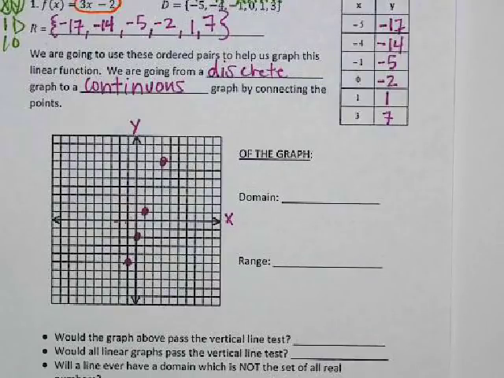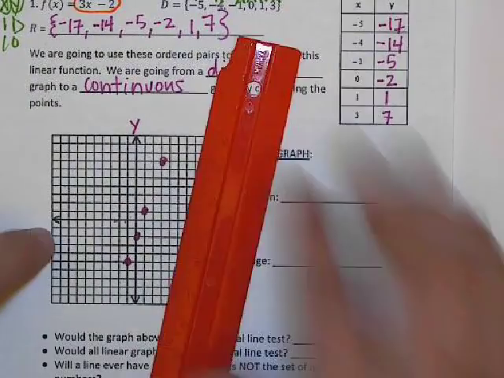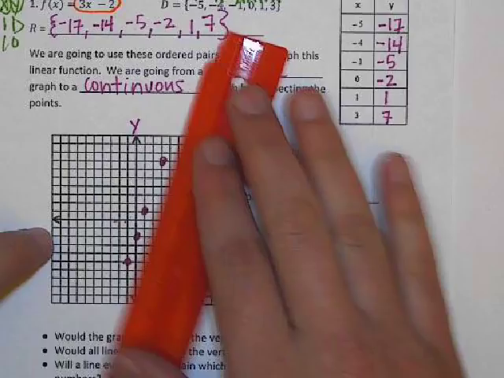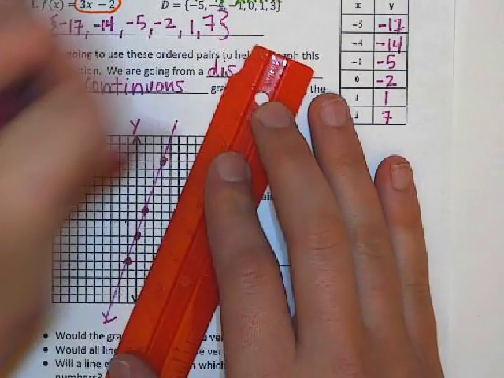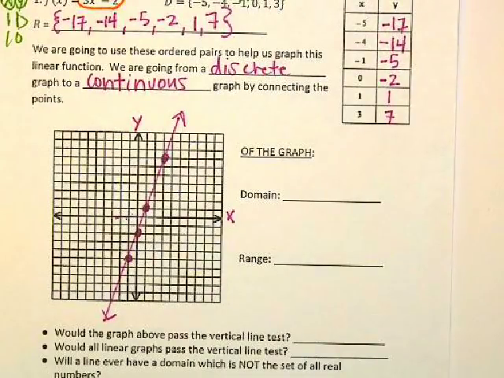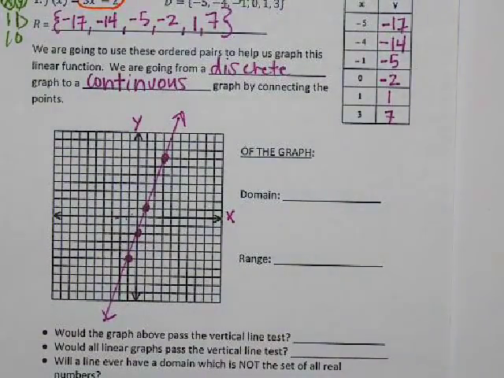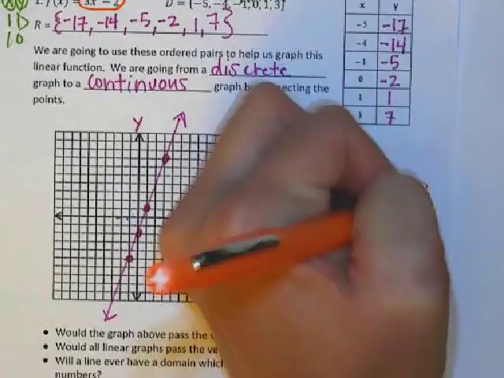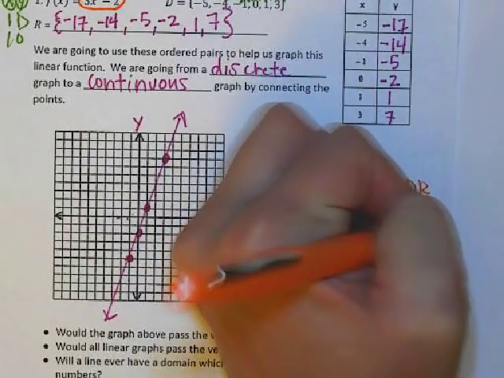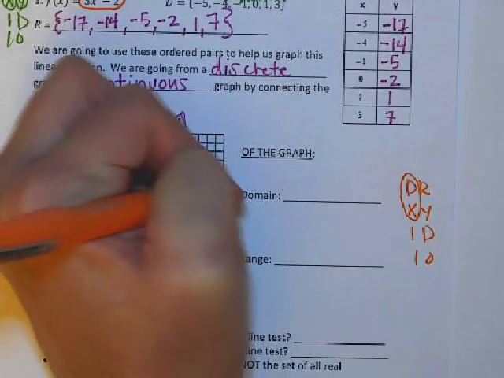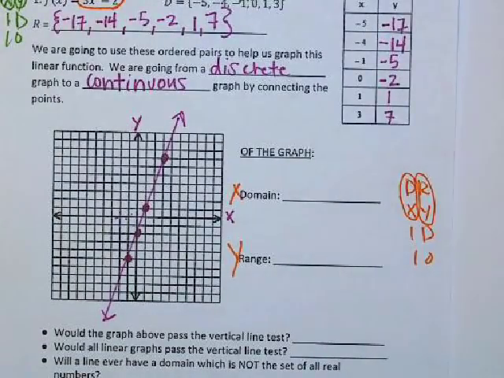Discrete graph, right? Now we're going to make it continuous. Boom. Okay. It is a continuous line. I want to know the domain. Tell me that domain stands for Y. Okay, now how?